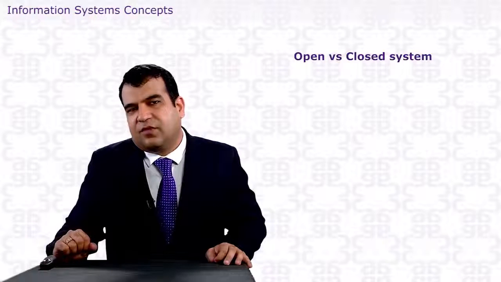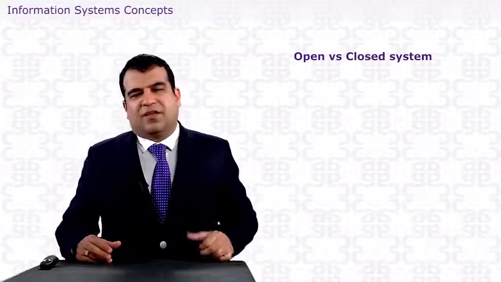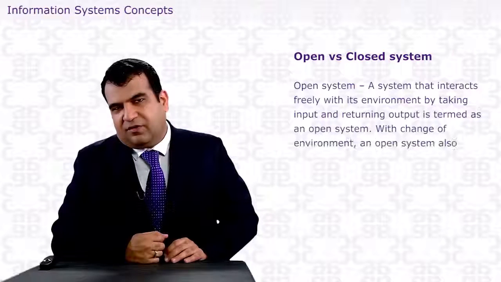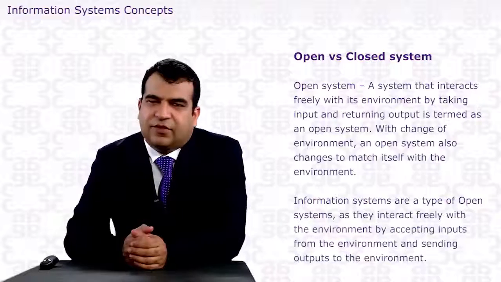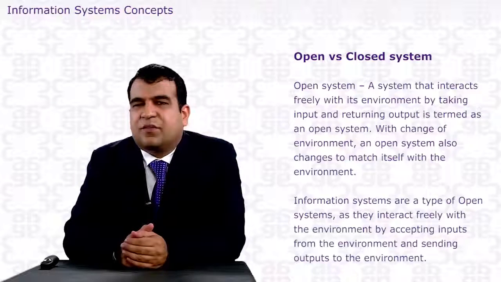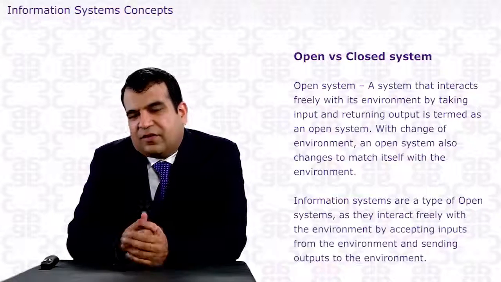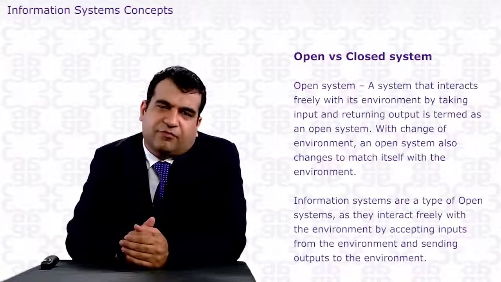The second categorization after this is open versus closed systems. As the name suggests, an open system is a system which interacts freely with the external environment. And a closed system means a system which does not interact freely with the external environment. At this stage, it is important to understand what an external environment is. External environment means anything outside the system.